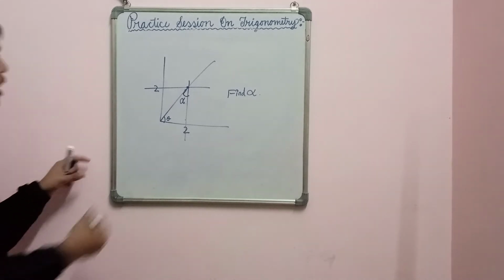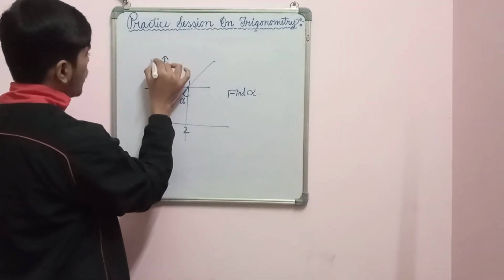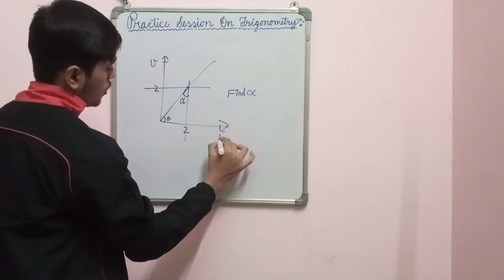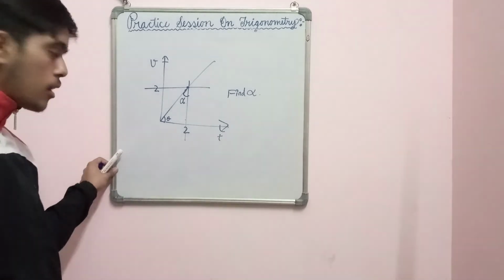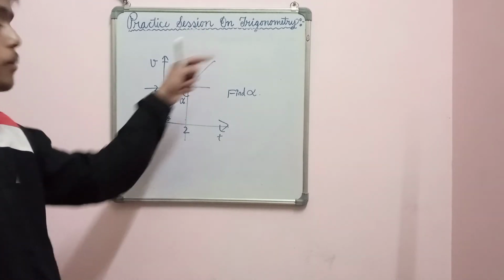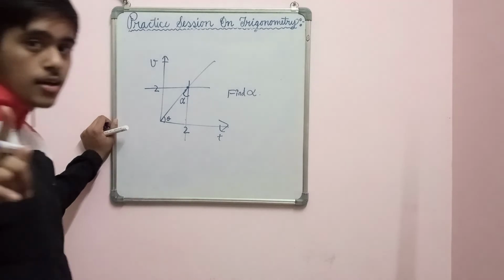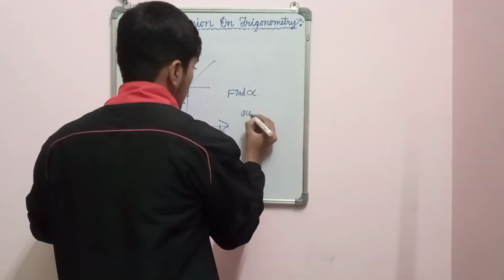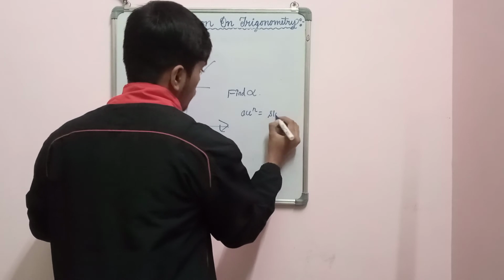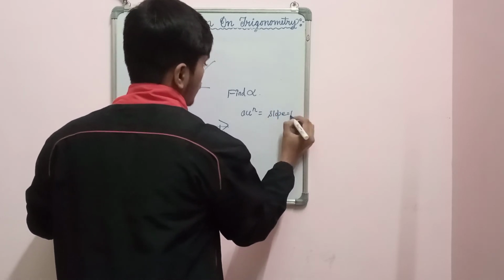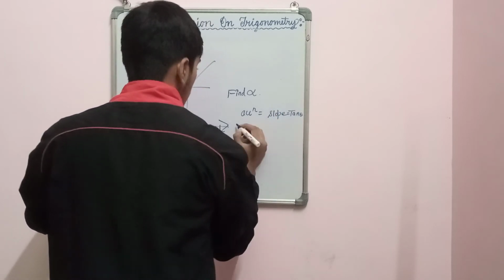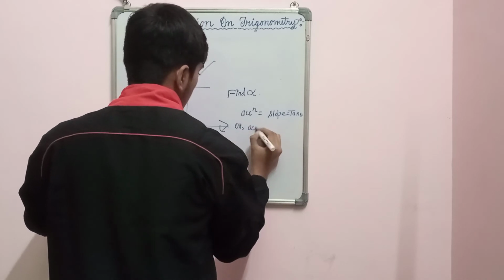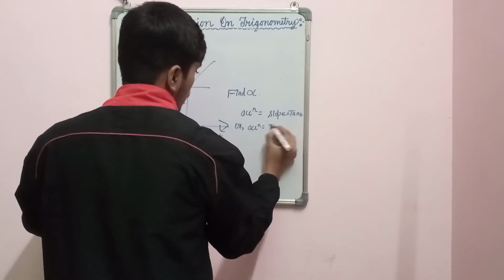See, sorry, this graph is a velocity-time graph. So what will this slope represent? That will represent acceleration. Slope will represent acceleration. So acceleration is equal to what? Slope. And slope is equal to what? tan theta. Okay. Again, here we will use the same relation. Acceleration is equal to tan theta.